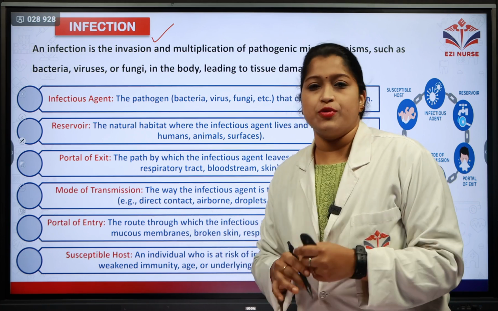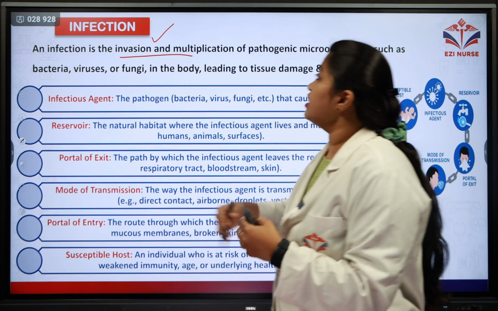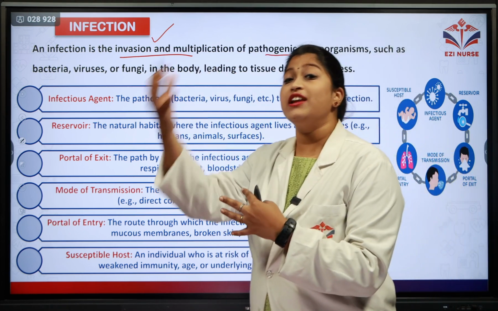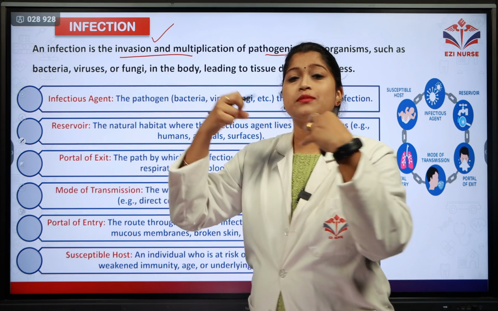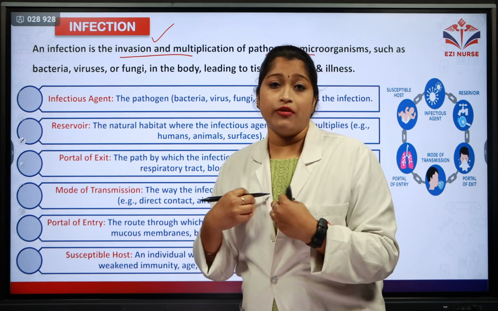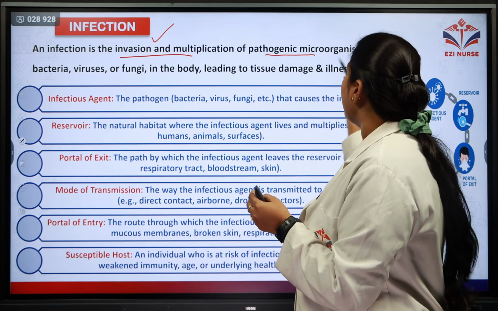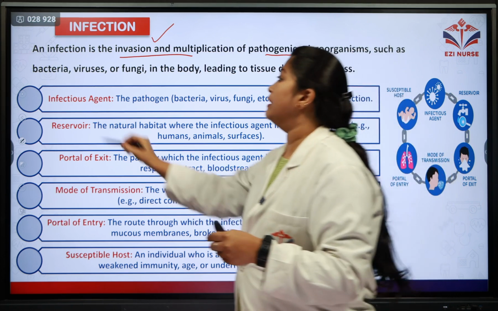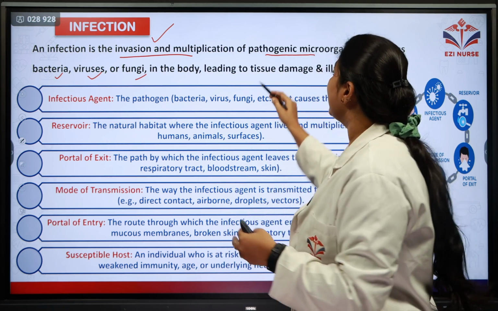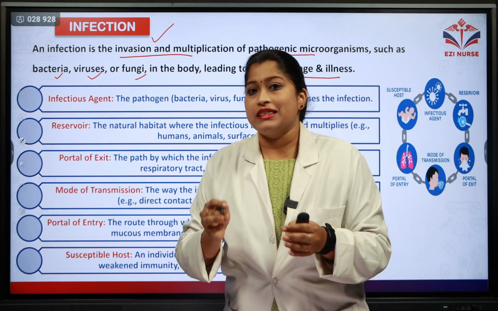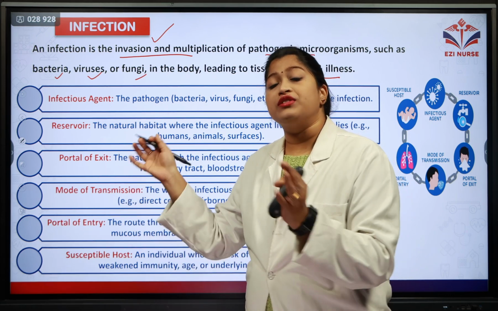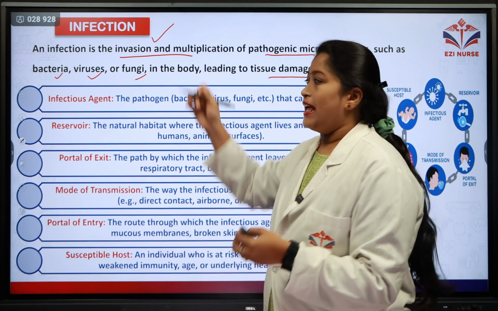So what is infection basically? It is the invasion and multiplication of pathogenic microorganisms. Invasion, in the sense that any microorganism is entering a human body and tries to multiply inside our body. It might be any kind of microorganism, for example bacteria, viruses, fungi, leading to tissue damage and illness in that person. This process of invasion and multiplication of these microorganisms is called infection.